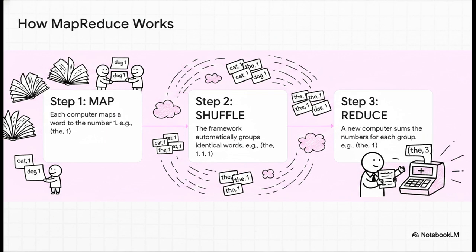Then the shuffle step is where the system automatically gathers up all the little notes. It puts all the cat notes in one pile, all the dog notes in another. Finally, the reduce step is when you hand each of those big piles to a new librarian and just say, add up the ones. It's a brilliant way to divide and conquer a huge problem.